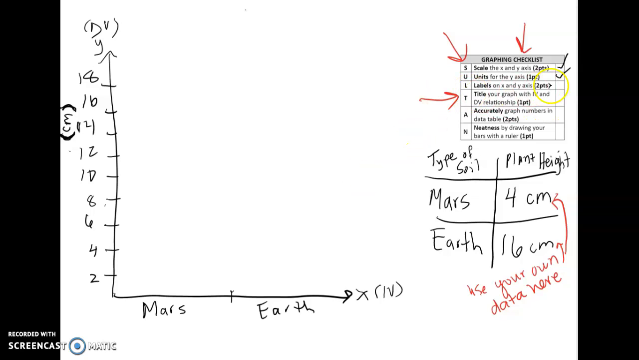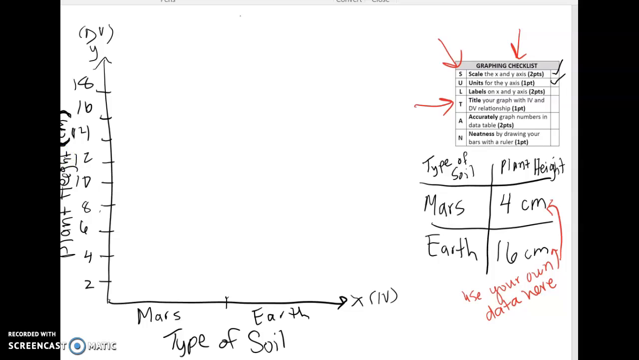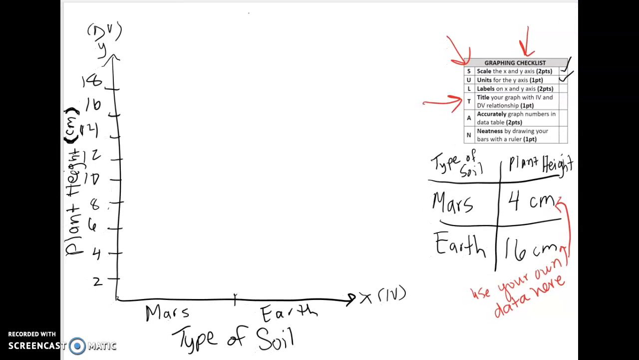So label the x-axis. I like to label X first. You can label whichever one you want first. But on our x-axis, we should put type of soil. And for the y-axis, we should put plant height. Oh my goodness. Awesome. Okay, so we should have plant height with centimeters on the y-axis. Cool.